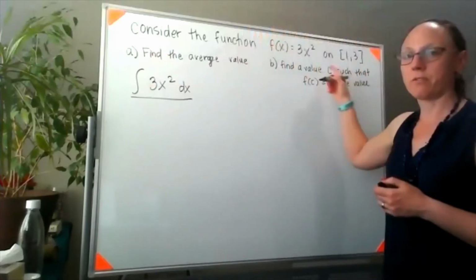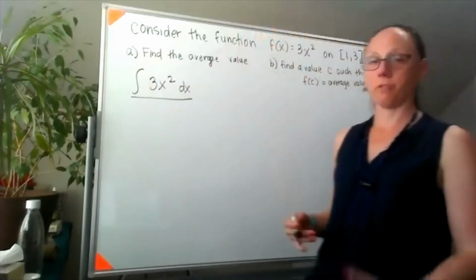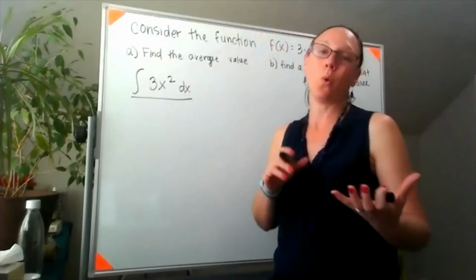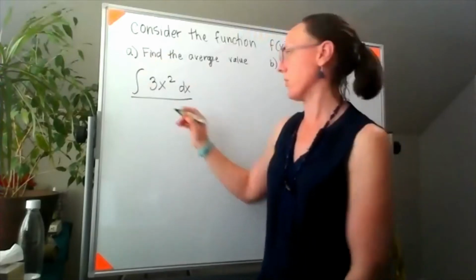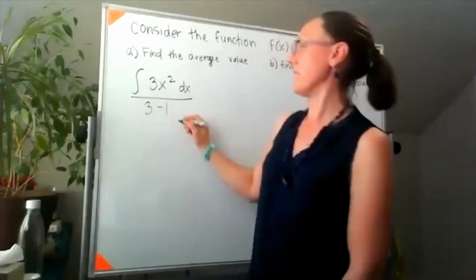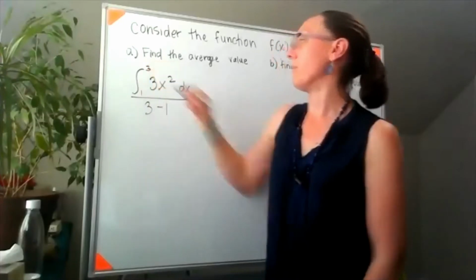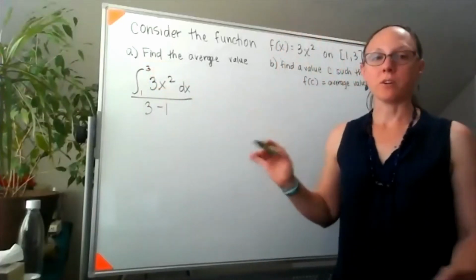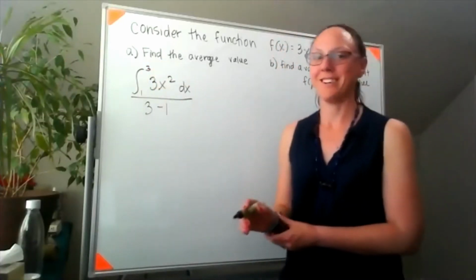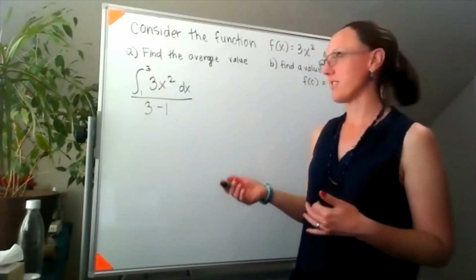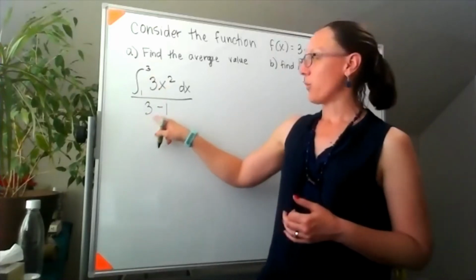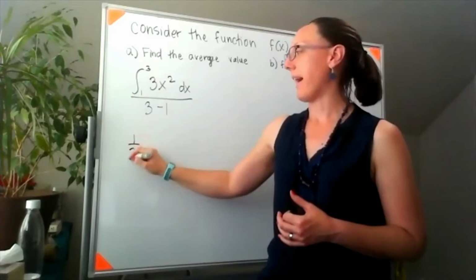Since I'm on the interval from 1 to 3, the width of that interval becomes sort of equivalent to how many numbers there were. 3 minus 1. And we're going from 1 to 3. I picked numbers that would work out pretty nicely for us, just to get started. So 3 minus 1, I'm looking at 1/2.